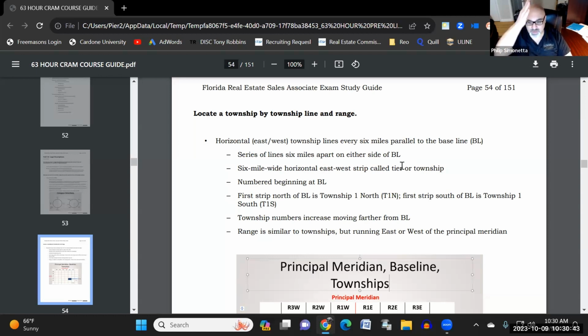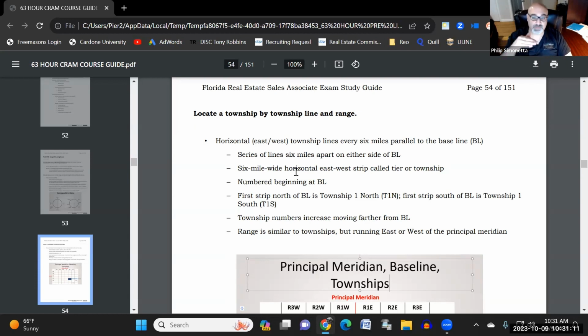You have your baseline and then you have your townships, east and west. Your baseline is north and south. Your townships are east and west. The way you remember that is the T for township, cross the T, left and right. Baseline, the B, up and down. That's how you can remember that.